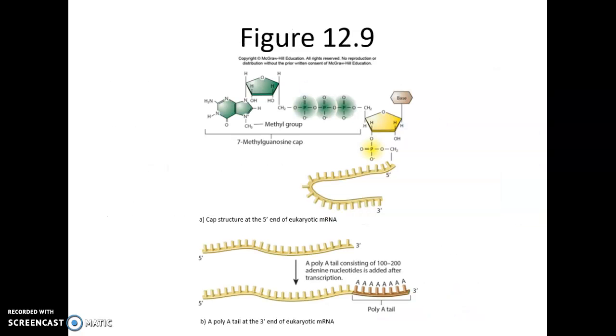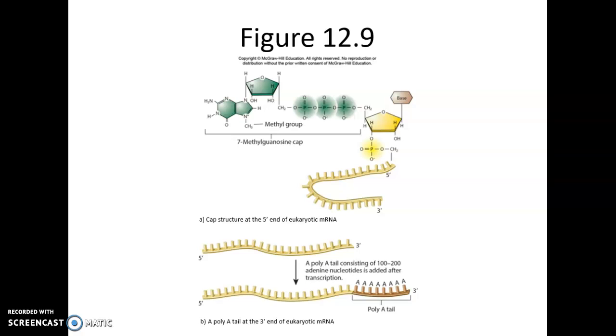For eukaryotes, we don't have a ribosomal binding sequence, but the 5' cap that I mentioned before. So here's the 5' end. We add this huge cap. That is what helps the mRNA to attach to the ribosome. And then the poly A tail, which I mentioned before, we only see that in eukaryotes.